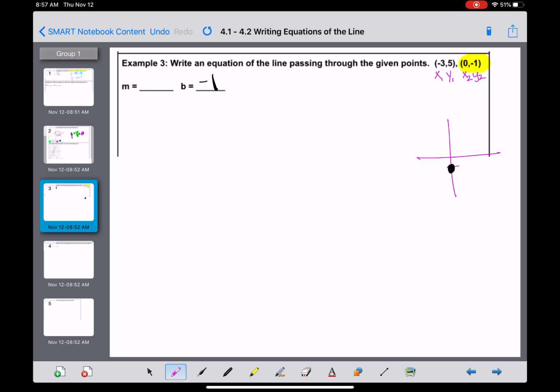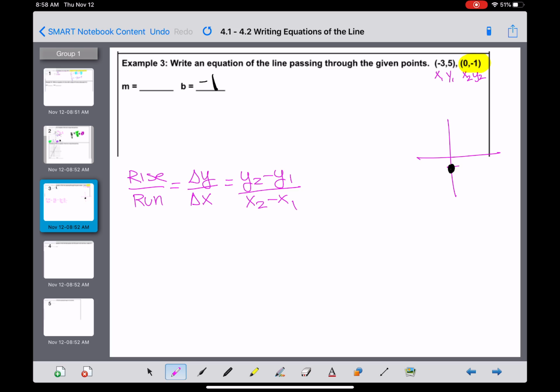So to find the slope between two coordinates, we're going to use our slope formula. Recall that the slope is the rise over the run. Rise is when we're counting the change in the y values. Run is when we're counting the change in the x values. So that leaves us with the formula y2 minus y1 over x2 minus x1.